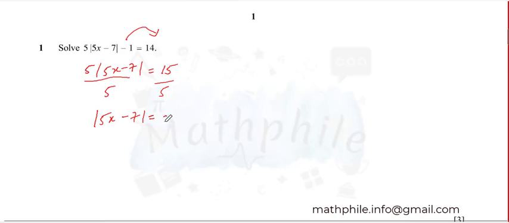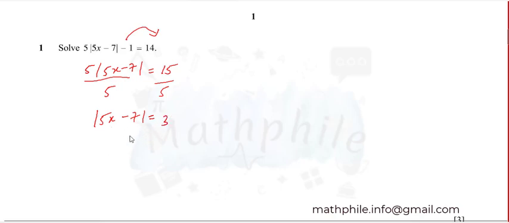So the very first question, we've got 5 multiplying modulus of 5x minus 7, minus 1 equals 14. The first thing to do is to try to isolate the modulus. So let me move the negative 1 to the side. So I've got modulus of 5x minus 7 is equal to, the negative 1 moves there, and I'll get this to be positive 15. Another thing to do to isolate the modulus even further will be dividing everything by 5. This then gives you modulus of 5x minus 7 is equal to 3.